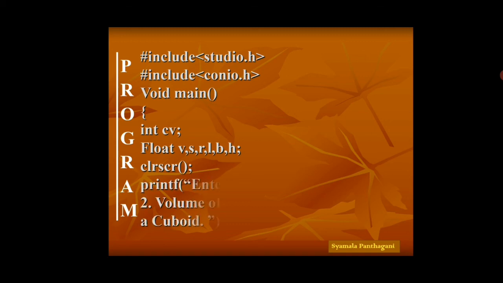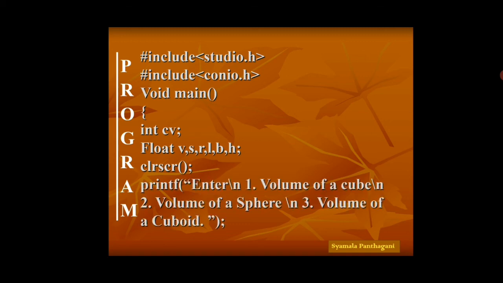clrscr, and printf: enter 1 for the volume of a cube, enter 2 for the volume of a sphere, enter 3 for the volume of a cuboid. We are printing like this. Then we are scanning a number from the end user. That's why I have written here scanf %d &cv.